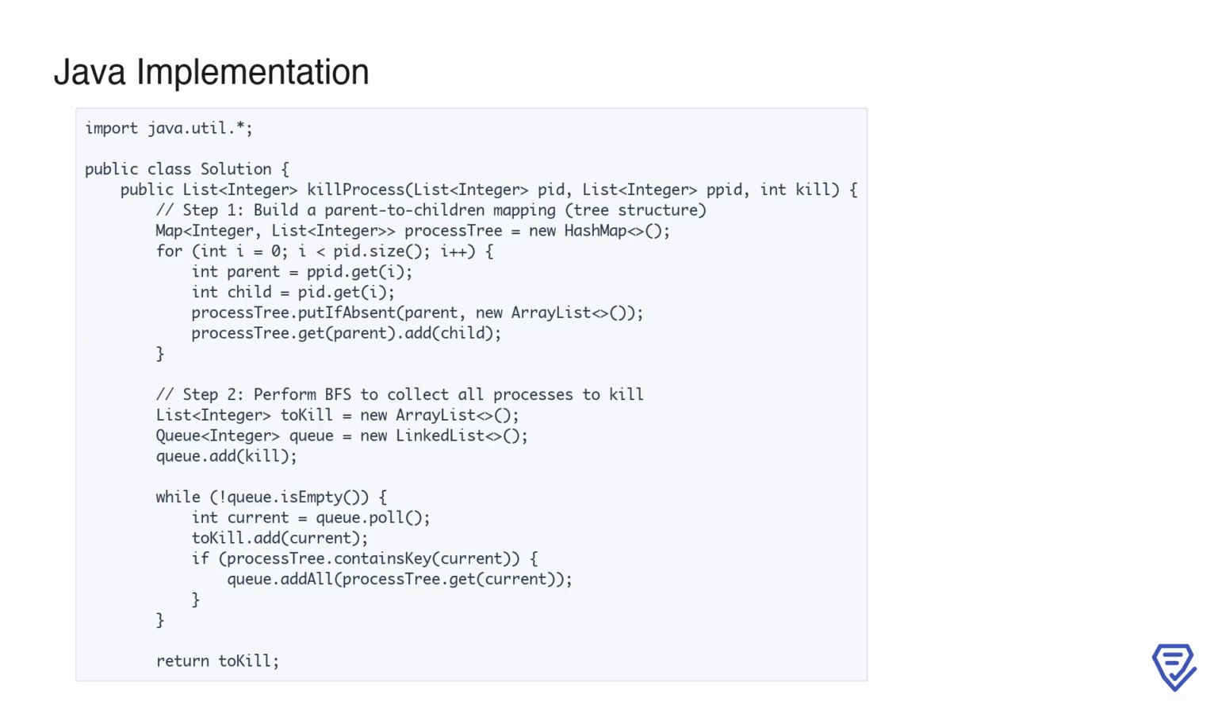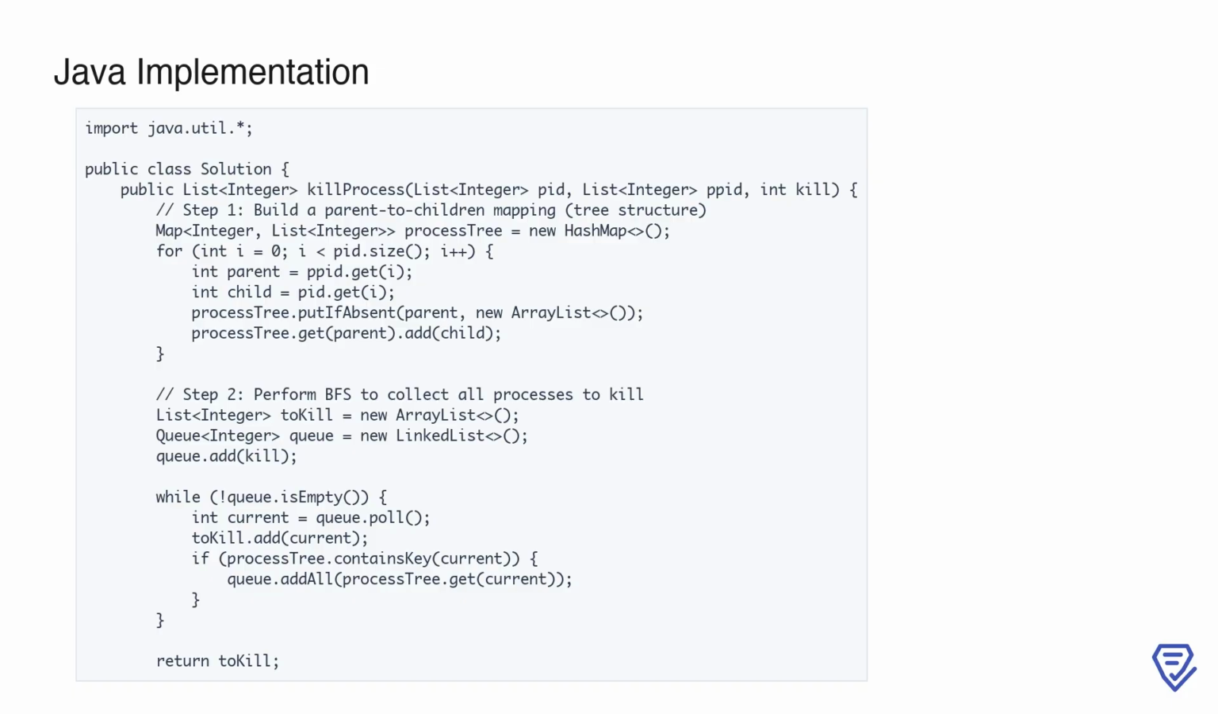The first step involves constructing a tree-like structure to represent the parent-to-children relationships between processes. To do this, we use a hash map called process tree, where the key represents the parent process ID, and the value is a list of its child process IDs. We iterate through the PID and PPID lists, and for each parent-child pair, we add the child to the corresponding list in the map. This effectively builds our tree structure.